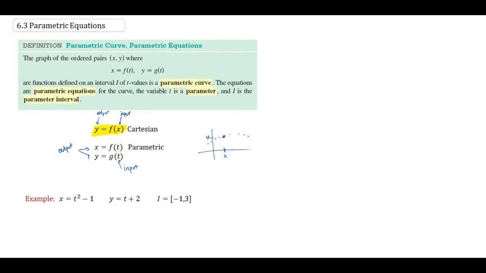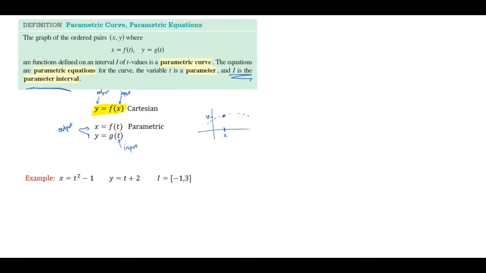Your t value is called your parameter, usually referring to time, and you'll sometimes see these weird inequalities attached to them. That's just telling you what your interval is, kind of restricting the domain of your input, saying, hey, make your inputs go from this minimum to that maximum. It could be everything, all reals like always, or it could just be a little chunk. And these can be really quite a blast.